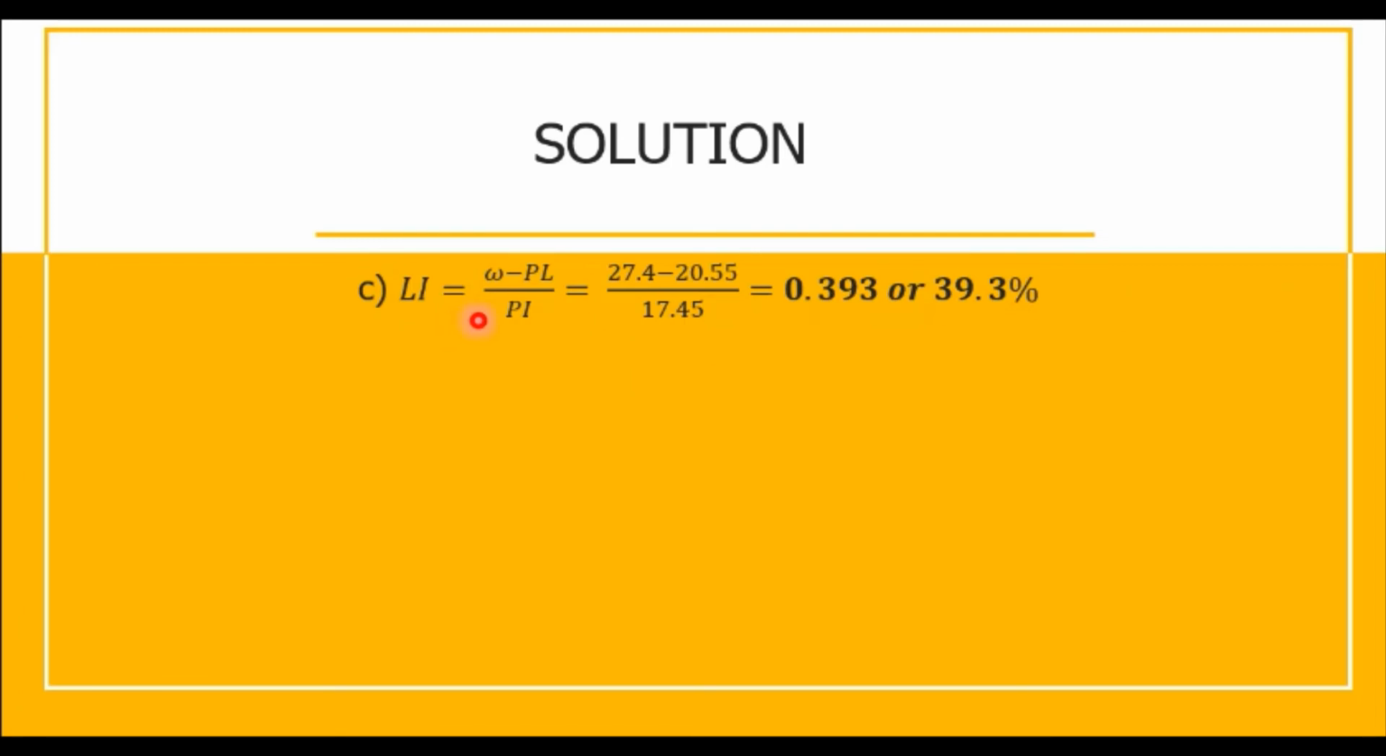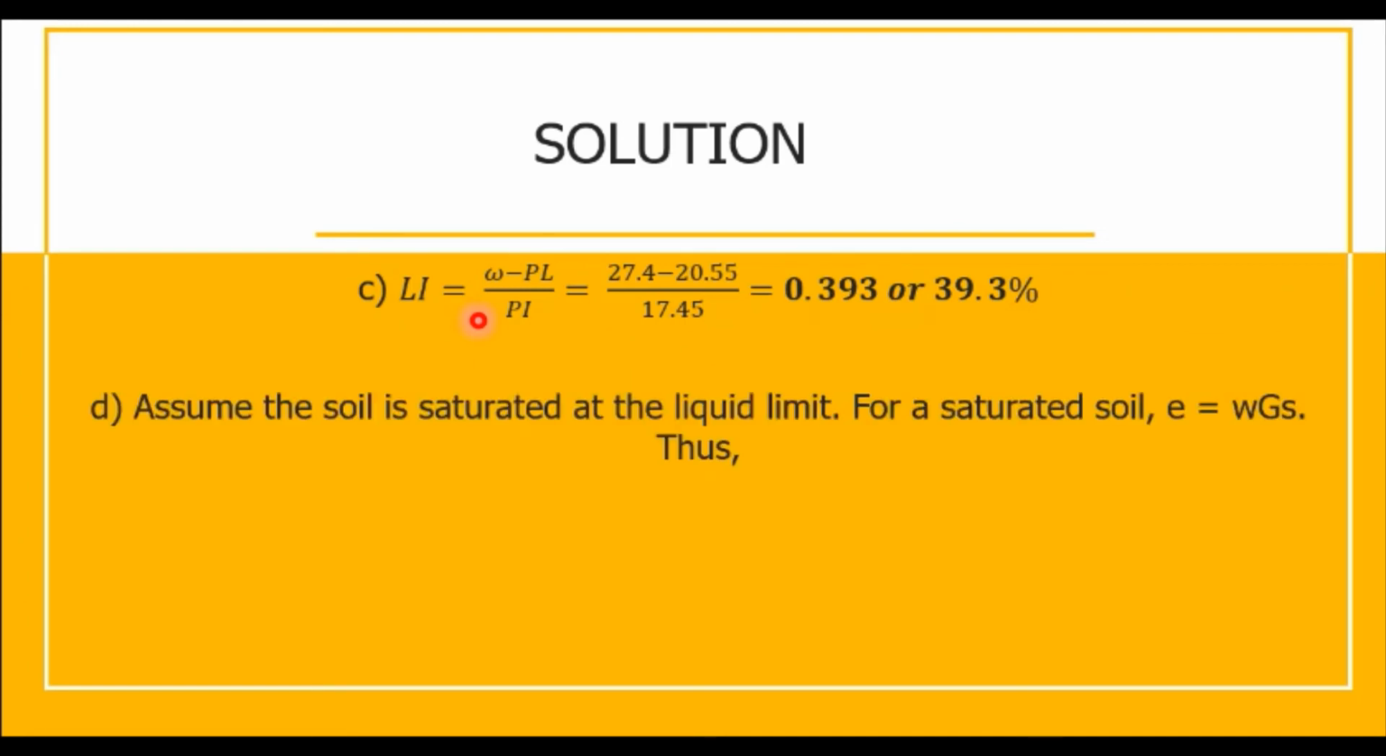Also, we have to know the void ratio at liquid limit. So we have to assume that the soil is saturated at liquid limit. And for a saturated soil, we know that e is equal to wGs. We have the relationship between the moisture content, the specific gravity, the degree of saturation, and the void ratio: Se equals wGs. If it's saturated, S will be equal to 1, and it will just be e equals the moisture content multiplied by the specific gravity. Thus, the void ratio at liquid limit is equal to the liquid limit multiplied by the specific gravity. That will be equal to 0.38 multiplied by 2.7, which will give us the value of the void ratio at liquid limit, which is equal to 1.03.